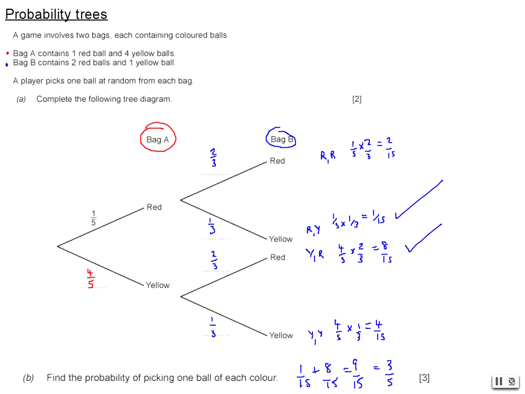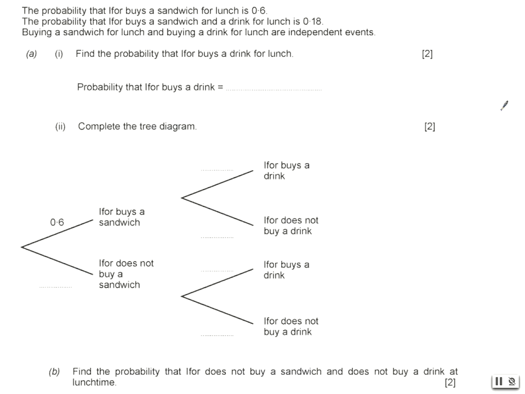You could cancel down and divide by 3 to give you 3 over 5, but the question doesn't ask you to do this. So our second question, this question says the probability that Ivor buys a sandwich is 0.6. That's the first sentence. The probability that Ivor buys a sandwich and a drink is 0.18. Now that is going to be the probability at the end of the first pair of branches.